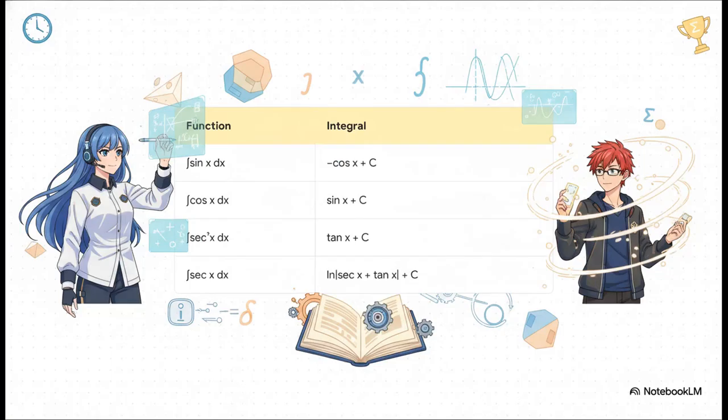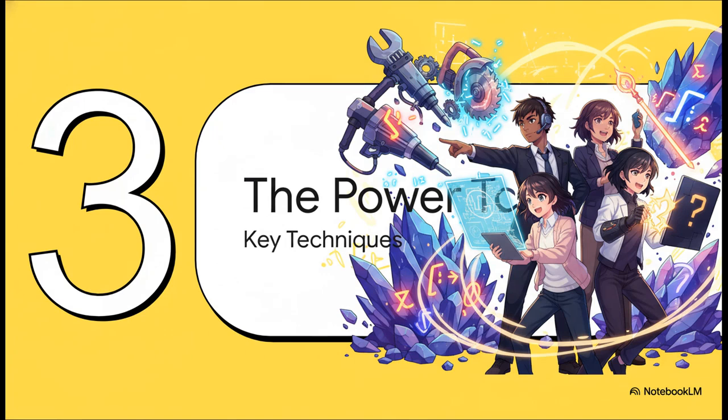And of course, trigonometry. You gotta know your sine and cosine integrals like the back of your hand. No hesitation. But don't stop there. Make sure you've also memorized secant squared and the integral of secant itself. These four are your bread and butter. Okay, toolkit is full. Time to level up.